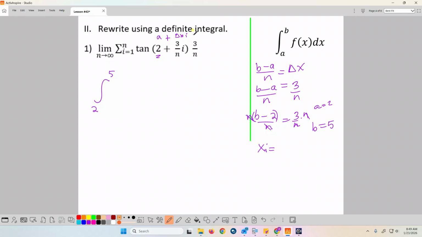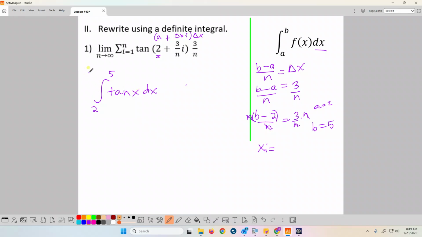There you go. And then, of course, this is delta x. Didn't we just plug in x of i? That means that our function is just going to be tangent of x. So we're going to go ahead and write here that this is just tangent of x. Remember, be very, very careful. Don't forget about the x.